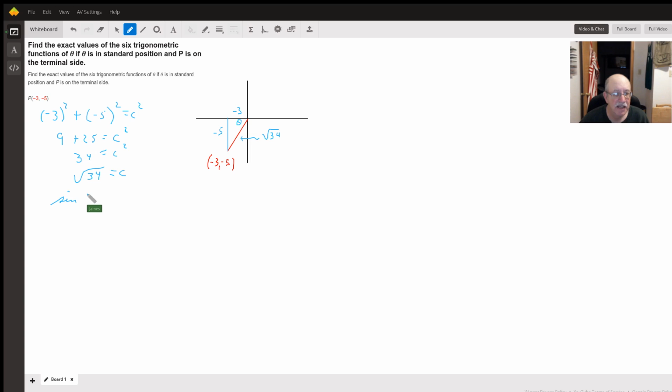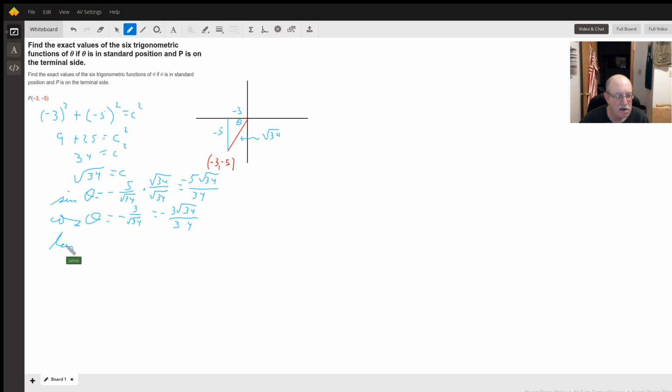Sine of theta is opposite over the hypotenuse, so that's going to be -5 over the square root of 34. And if we want to rationalize that, we'll multiply the top and the bottom by the square root of 34. Then we get, it's going to be negative, 5 square root of 34 over 34. Cosine of theta is going to be adjacent over the hypotenuse to get us -3 over square root of 34, which will equal -3 square root of 34 over 34.